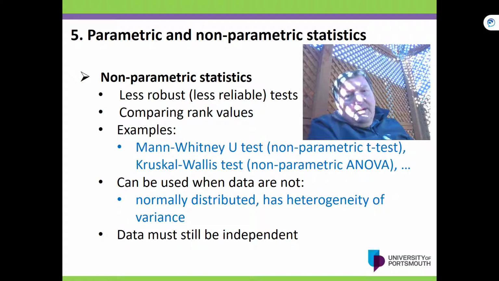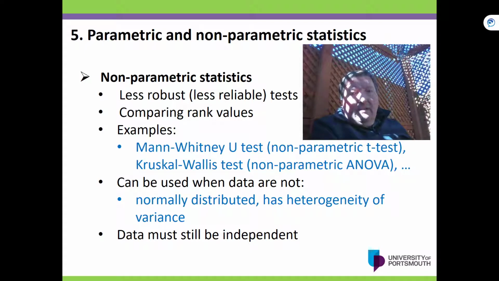If it fails those tests on normality, and if the data has not got homogeneity of variance, which we'll talk about shortly, then a way to proceed is non-parametric statistics. These are less robust, in other words, they're less reliable tests, and they rely on comparing rank values of data. So the parametric statistics compares means, and the non-parametric statistics compares rank values.